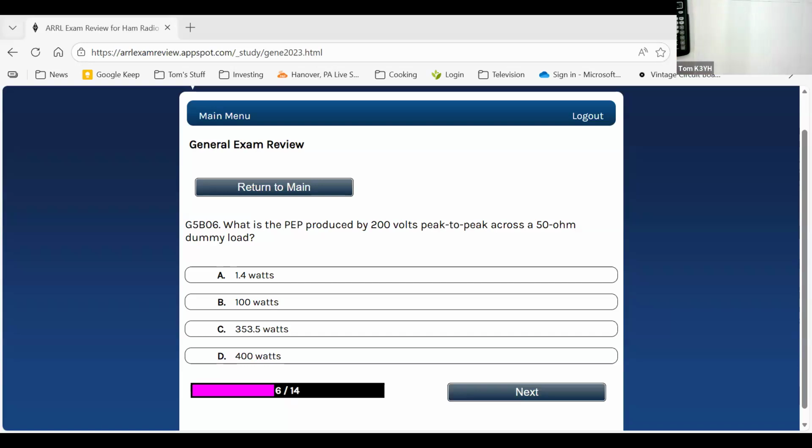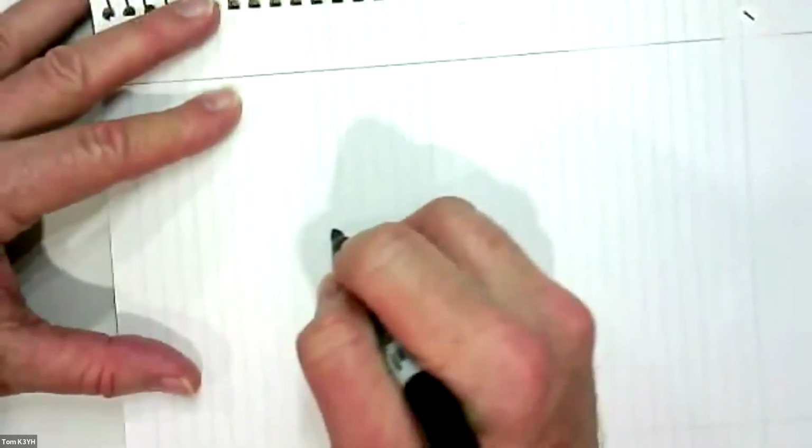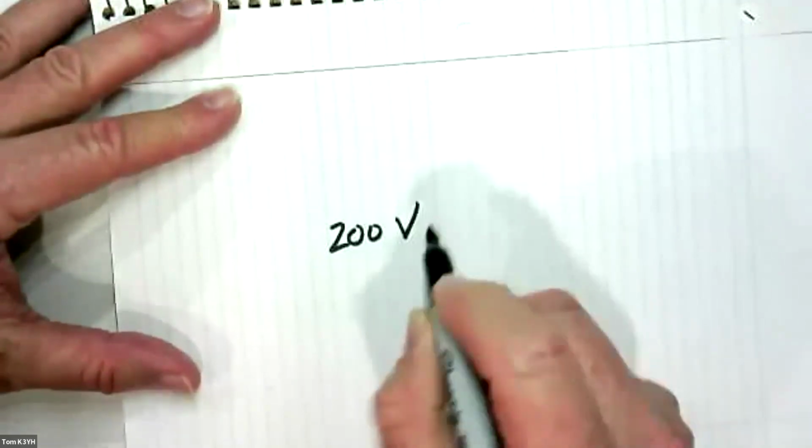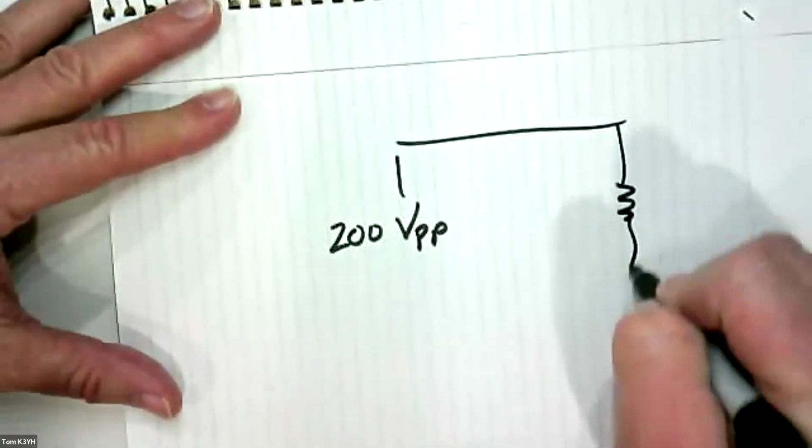You see that? Okay, so what's the peak envelope power produced by 200 volts peak to peak across a 50 ohm dummy load? Let me draw the circuit. Again, it's RMS, right? I didn't have this on my list. I'm glad you're here to tell me because I would have skipped this. Okay, so I have 200 volts peak to peak, and then out here I have a 50 ohm load.